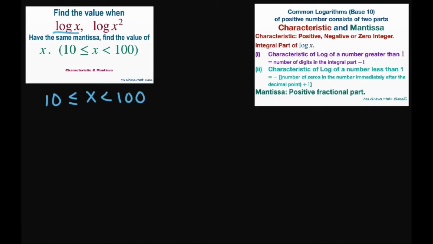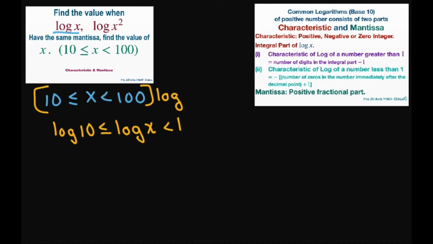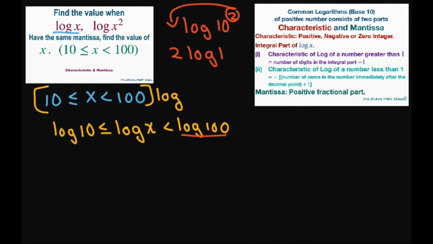So let's write log. If you multiply everything through by log, we're going to get log of 10 is less than or equal to log of x, which is less than log of 100. All right, so log of 10, let's look at this log of 100. This is log of 10 squared, and if you put the 2 in front, you get 2 times log of 10. Well, log of 10 is just 1 because that's base 10 here. So that's going to be 1 is less than or equal to log of x is less than, for this one, it's going to just be 2.